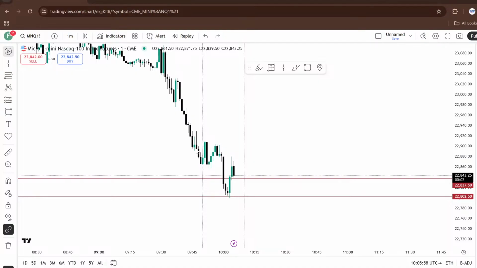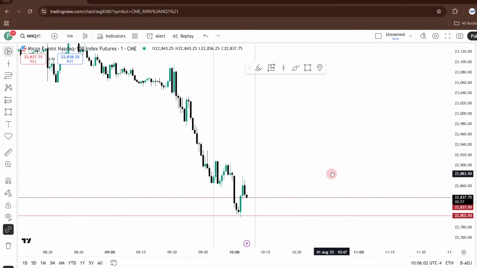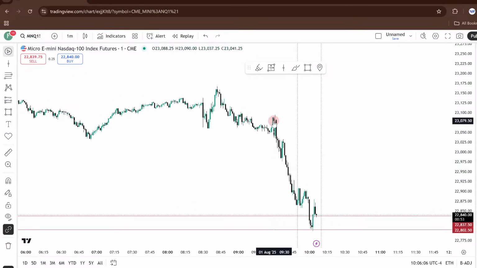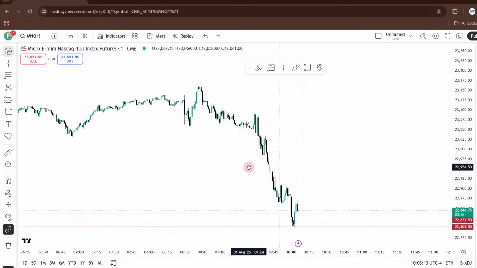So let's see what happens, let's see what happens for the remainder of this macro. But that's pretty interesting, right? So at open, just a big sell-off. Just a big sell-off, and we're down. Well, it looks like we're down about 2% for the day.